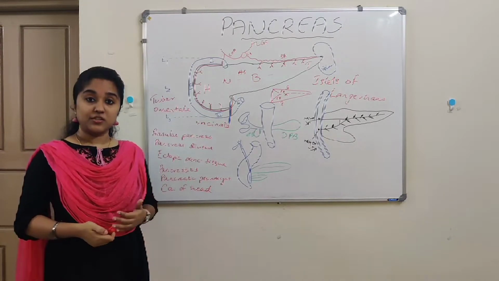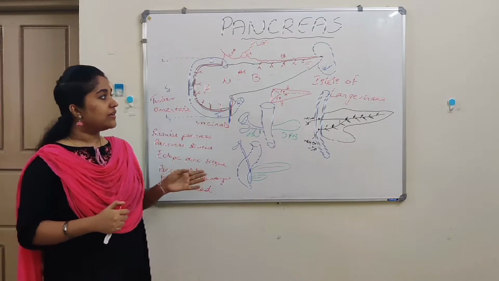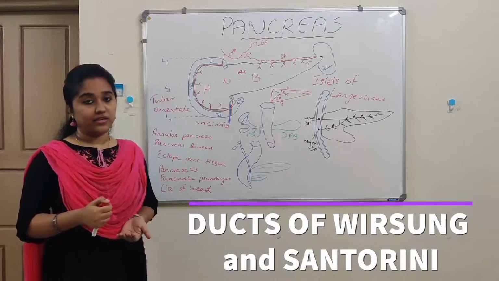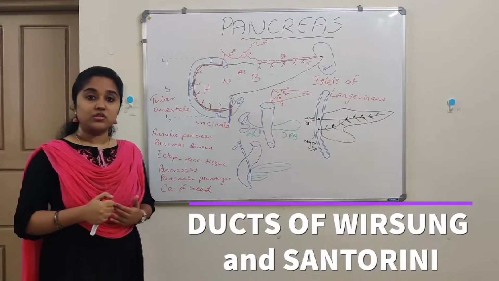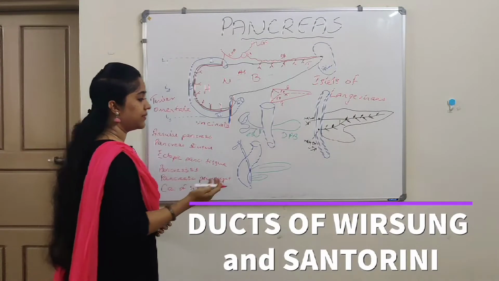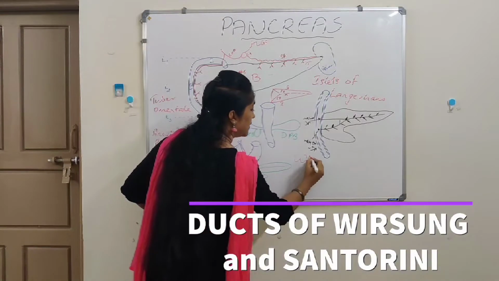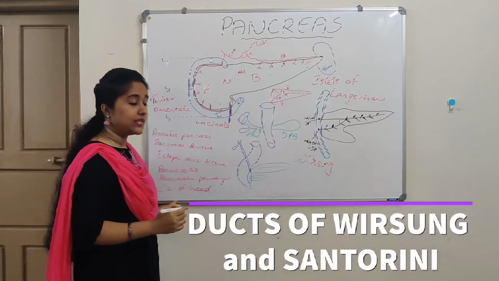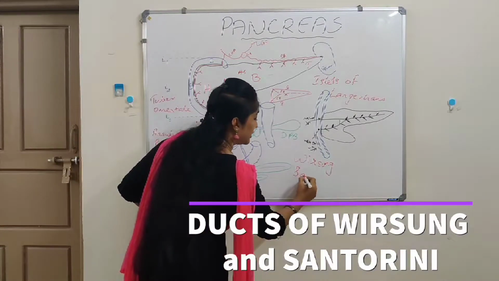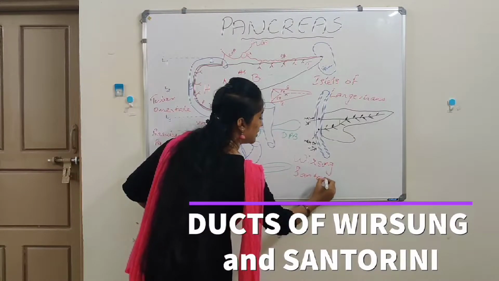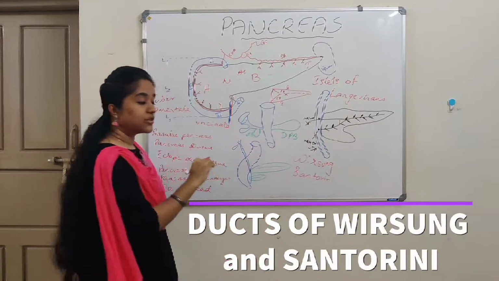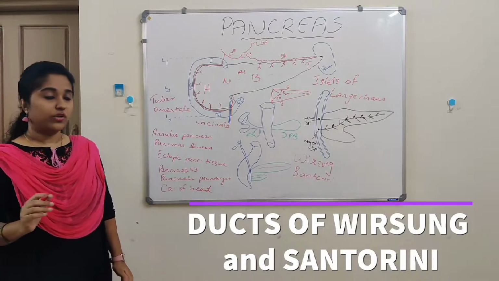So now we'll see the ducts of pancreas. The pancreas has got two ducts. There is the main pancreatic duct and the accessory pancreatic duct. The main pancreatic duct is also known as the duct of Wirsung, whereas the accessory pancreatic duct is known as the duct of Santorini. Okay, duct of Wirsung and duct of Santorini.